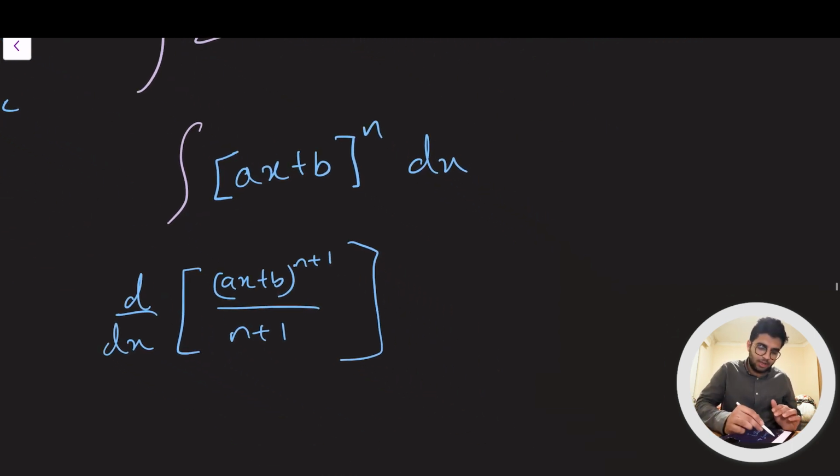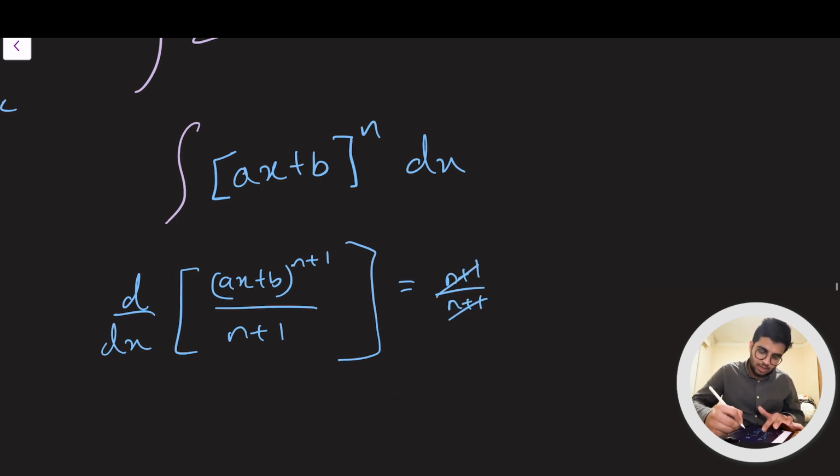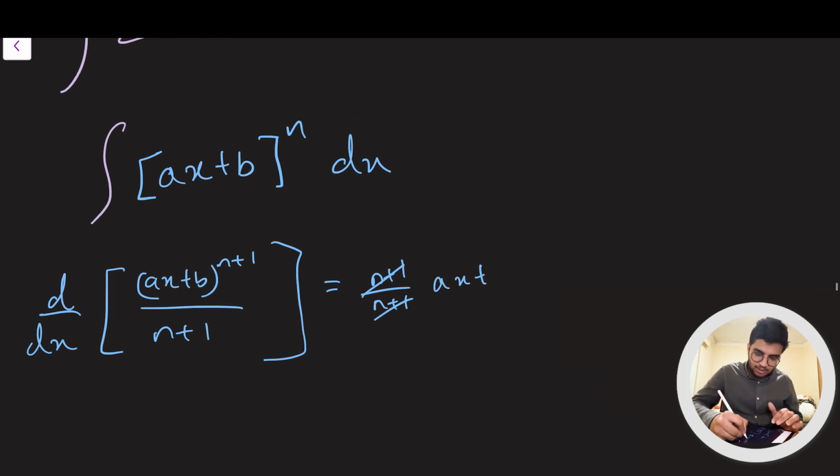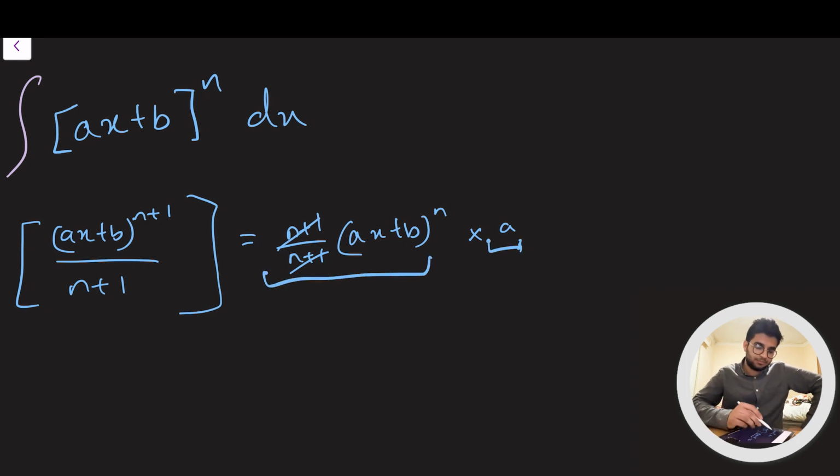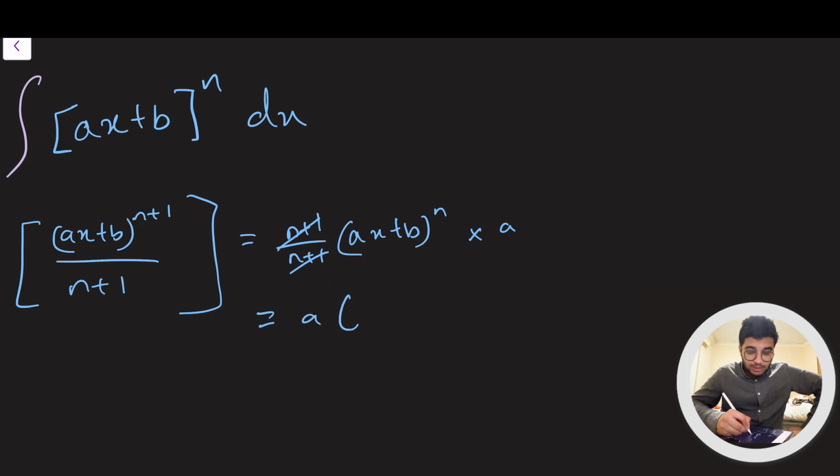We're going to try. And when we differentiate that, we get n plus 1 over n plus 1. They cancel out, and you get ax plus b to the n times a. Already popped the bubble, but because of the chain rule, derivative of outer, derivative of inner, you get this, which is quite close, but it's not quite it.